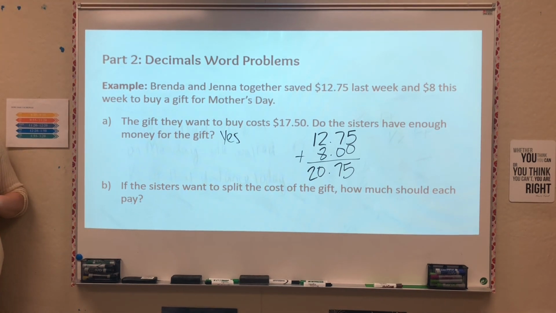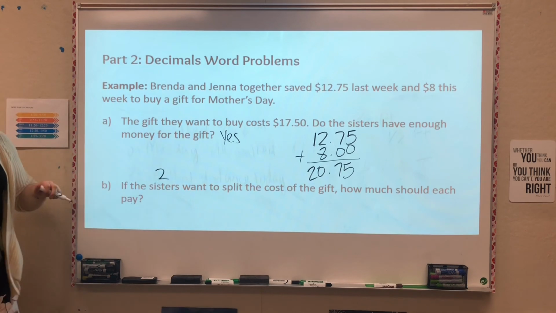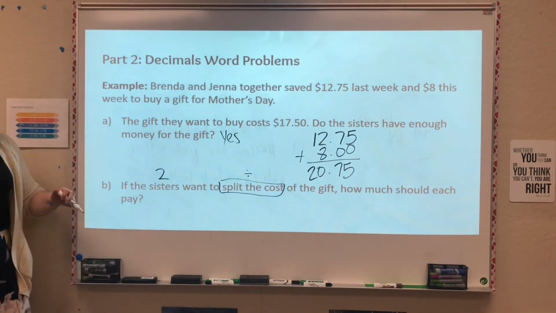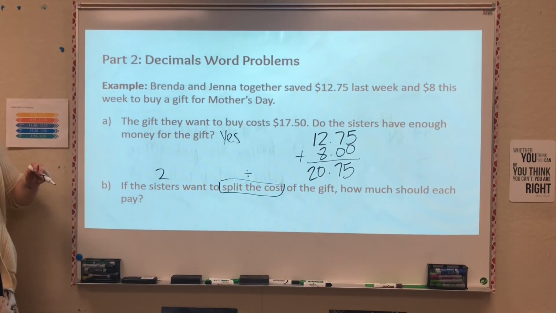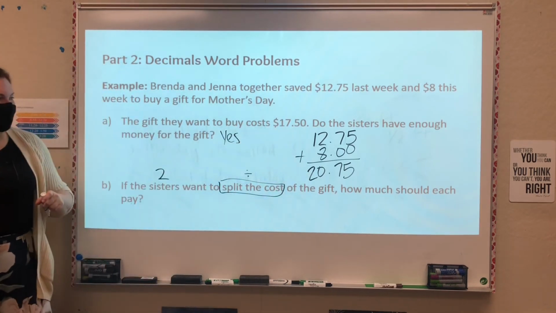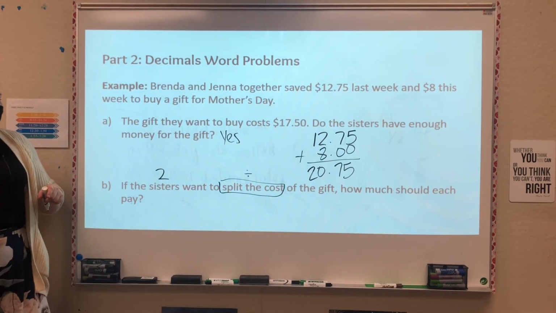Divide by 2. Why are we dividing by 2? There's 2 sisters. We're dividing 1750 by 2, and we're splitting the cost, which is division. You told me we're dividing by 2. You said the 1750. Why are we dividing this and not this? The 1750 is the cost of the gift and not the 2075.